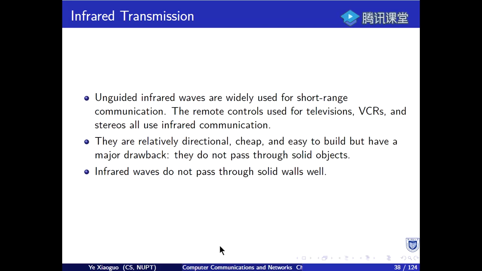Infrared waves do not pass through solid walls. So, unguided infrared waves only work in a very small range. With a remote control, the pair of devices should be very near to each other, so they cannot pass through solid walls.